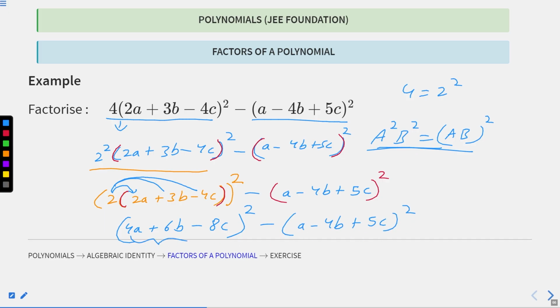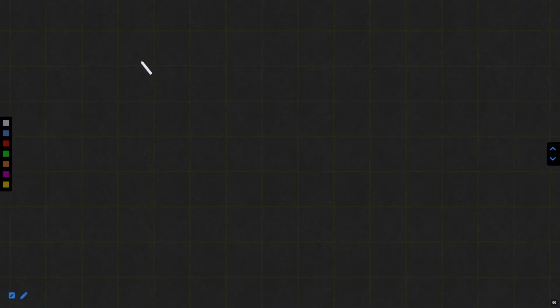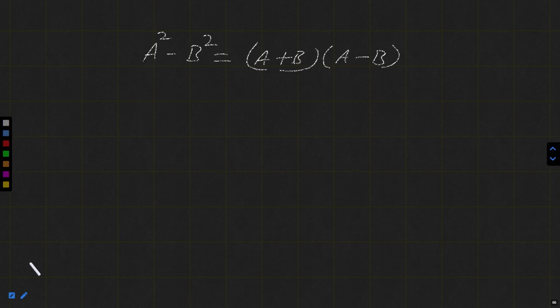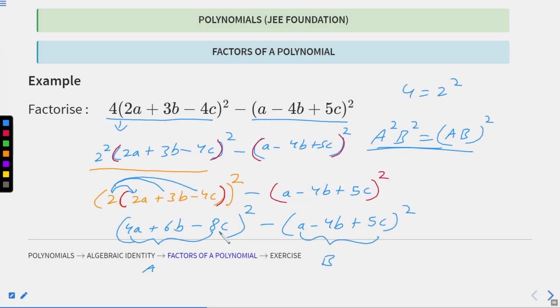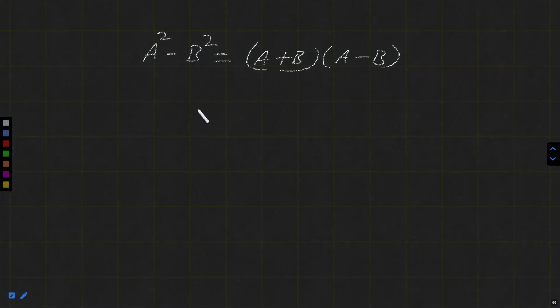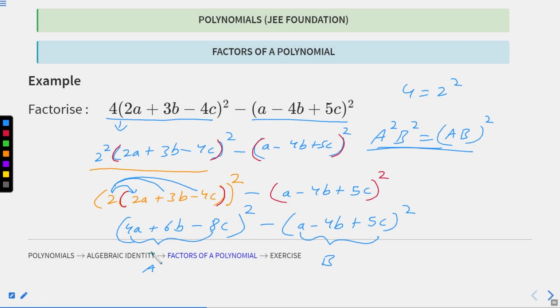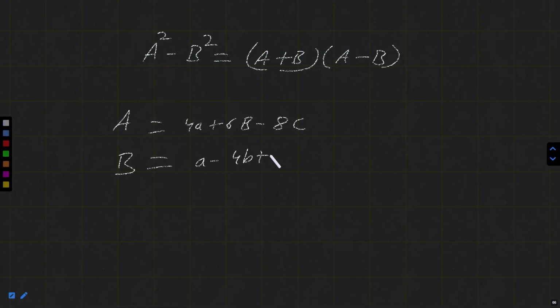Now taking this as my capital A and this as my capital B, using the formula, for what formula am I talking about? I am talking about a square minus b square, which is a plus b product with a minus b. As you see, this is a square minus b square. A is my 4a plus 6b minus 8c. This is my capital A. And what is my B? B is a minus 4b plus 5c.